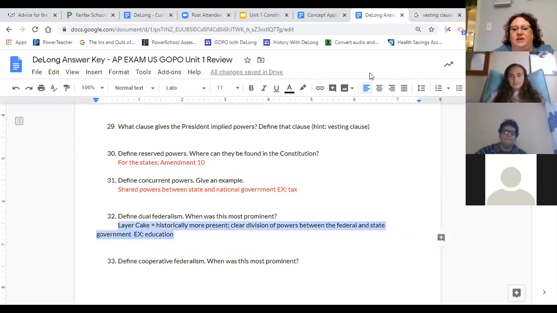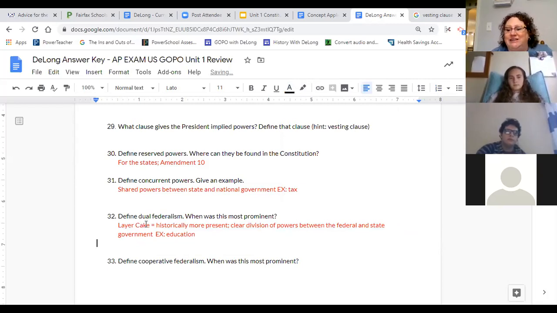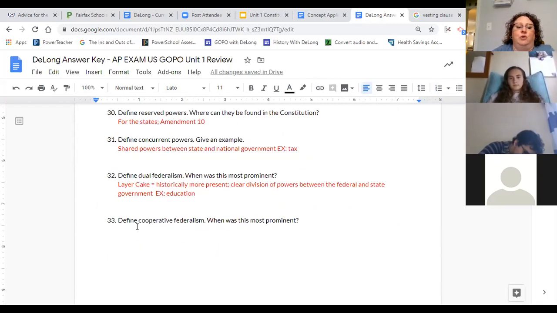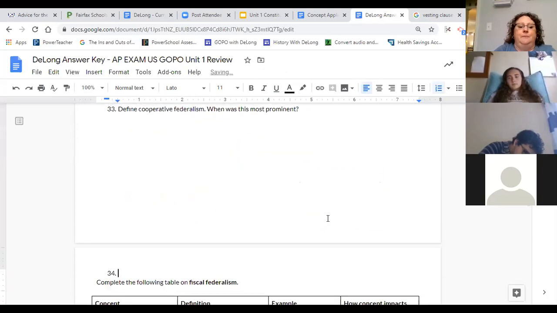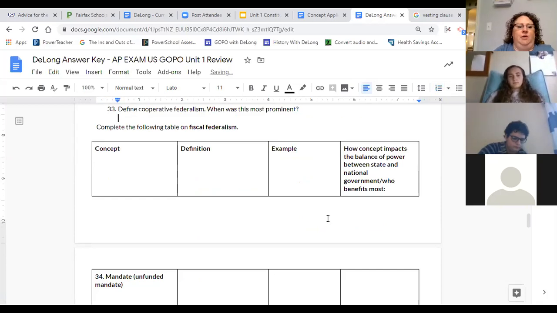Education is a fantastic example. Historically it was always a state thing, but with No Child Left Behind and then ESSA, and then as Secretary of Education Carney stated, we see that the federal government is more and more involved. Cooperative federalism, oh my, look at all my formatting. Cooperative federalism is marble cake. And this is a mixing of powers. So for example, and this is more common today.